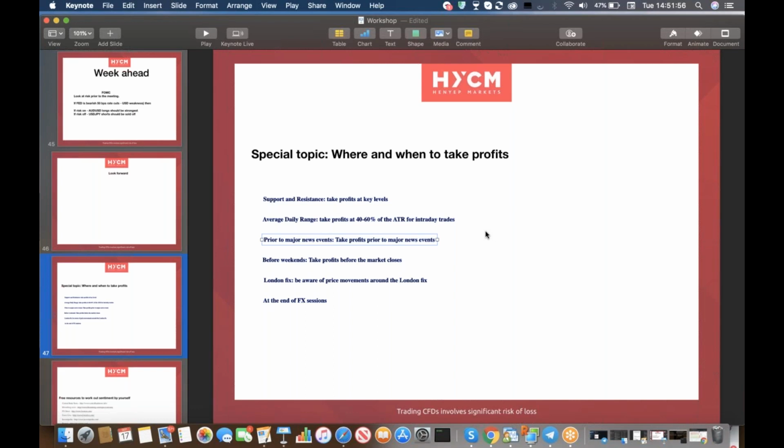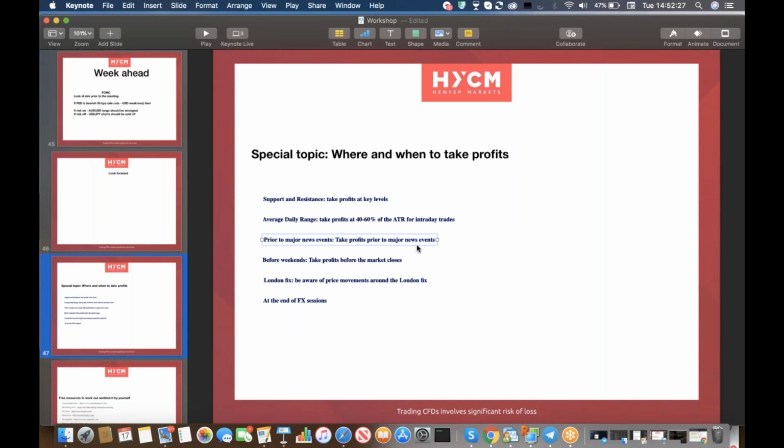Now, only move your trade to break even if you've got around 70 to 100 points profit on the table. But otherwise, if you move your trade to break even prior to a major news event, price is going to be whipsawed around, the spread is going to increase, so the chances are that you're going to get taken out with the volatility around the event. So unless you've got significant profit, you want to be taking profit prior to major news events.